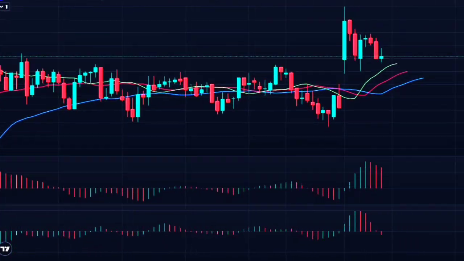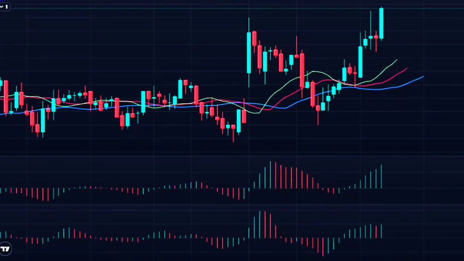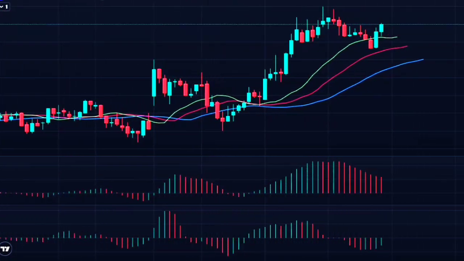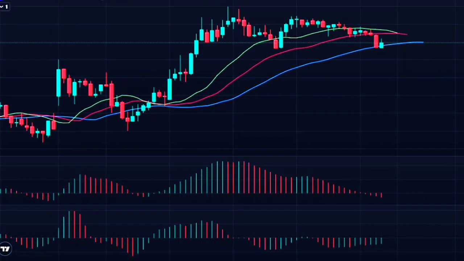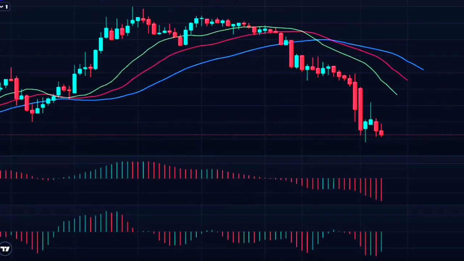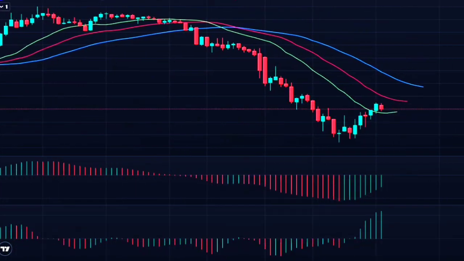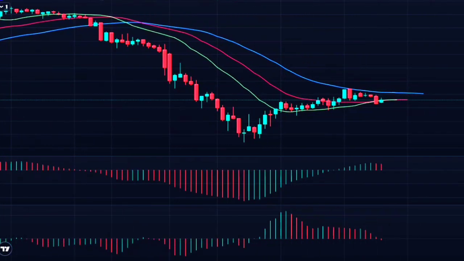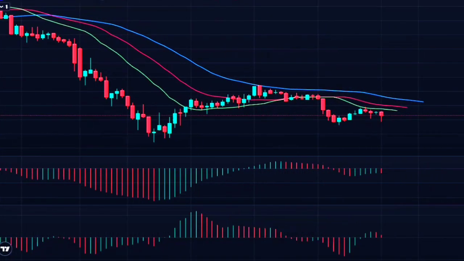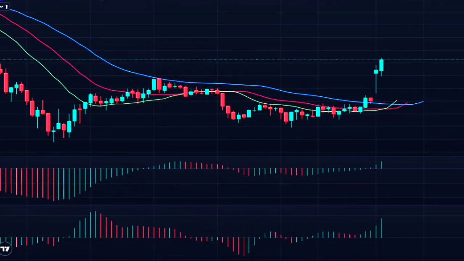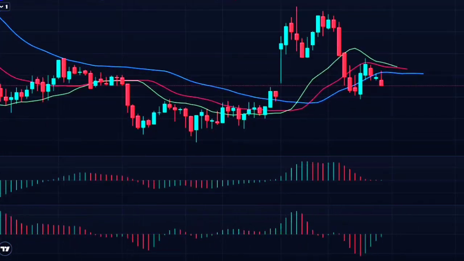3. The golden rule. These indicators are based on median price: high plus low, divide by 2. They work best on higher time frames, the 1 hour, 4 hour, and daily charts. If you use this on a 1-minute chart, you will have a nervous breakdown. The signals are too fast. Give the alligator time to breathe.